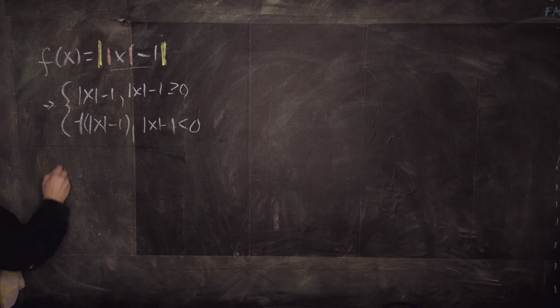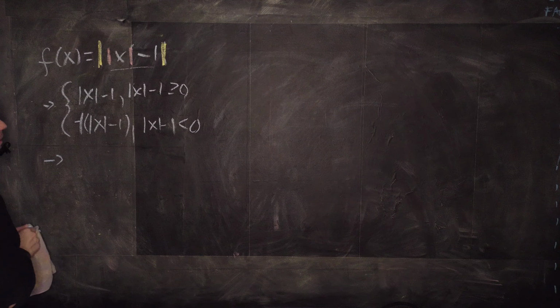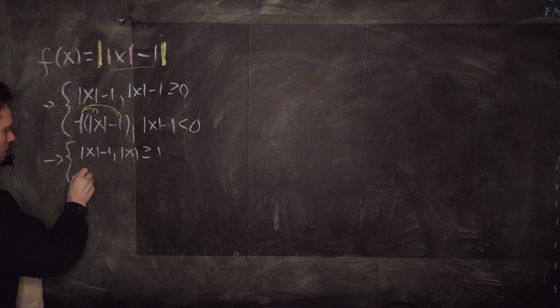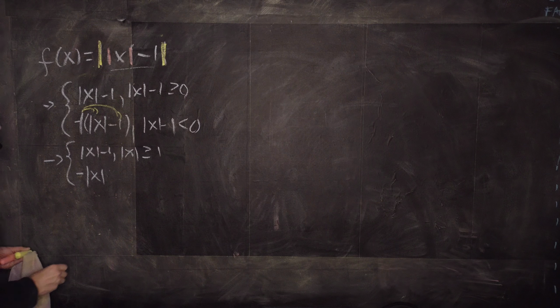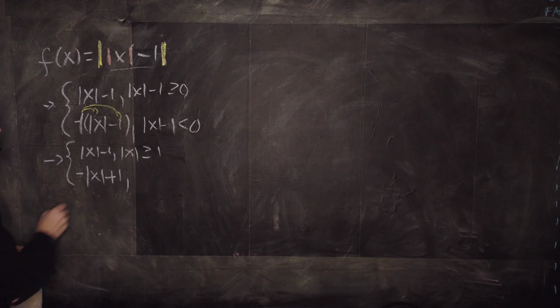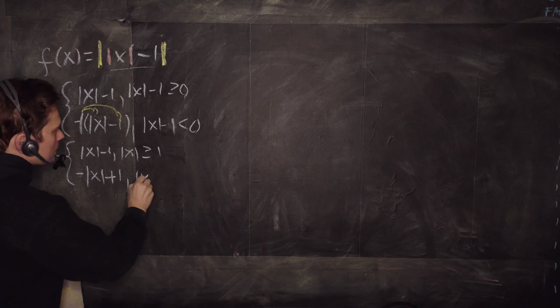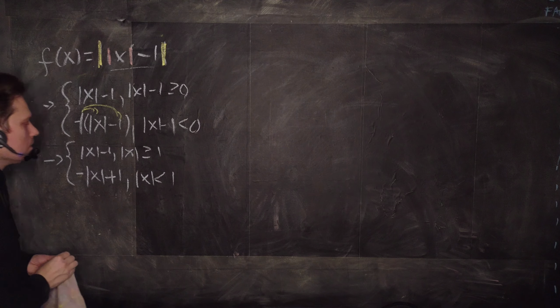Now, we can continue here. Of course, the first line can be recreated as the absolute value of x minus 1 is greater than or equal to 0, and we'll say that the absolute value of x, just add 1 to both sides, is greater than or equal to positive 1. The bottom line, what can we do? You can distribute this negative over to each term within the parentheses. That's going to give you the negative of the absolute value of x plus 1. And then just add 1. So that condition becomes the absolute value of x is less than positive 1.